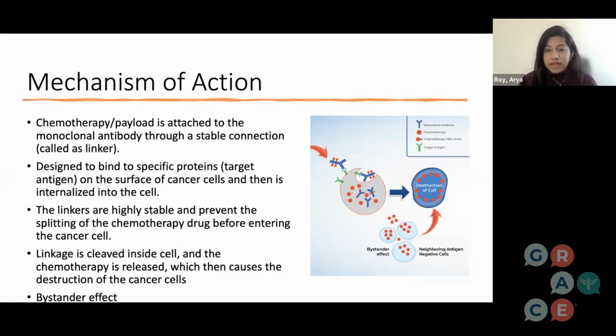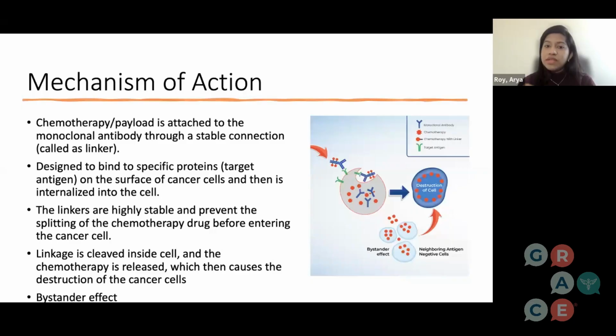And in some cases, there is another mechanism called the bystander effect, which means that even though this antibody drug conjugate is destroying the particular cell in which the chemotherapy agent is released, sometimes it gets out of that cell and then it actually goes and destroys the neighboring cells which don't have that antigen. This is also important because in a cancer or a tumor, there are so many cancer cells seen together.